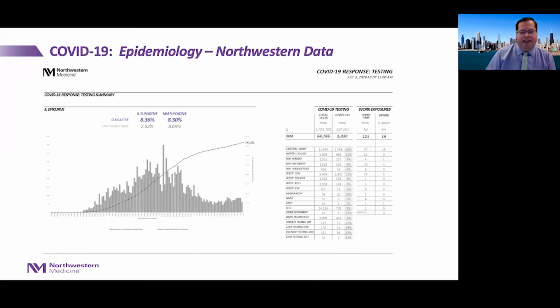So looking at the total number, this is from the NMI webpage. We continue to have over time about an 8.5% positivity rate in our testing. Recently, that's dipped down because of declining rates. Next slide.